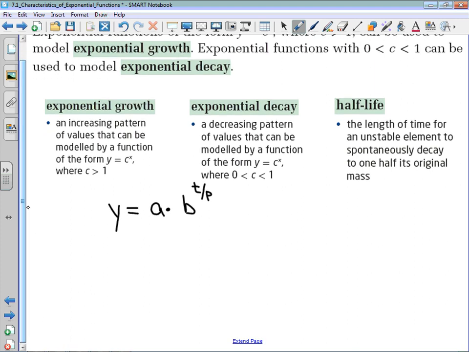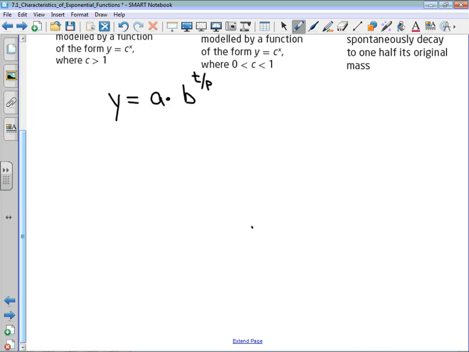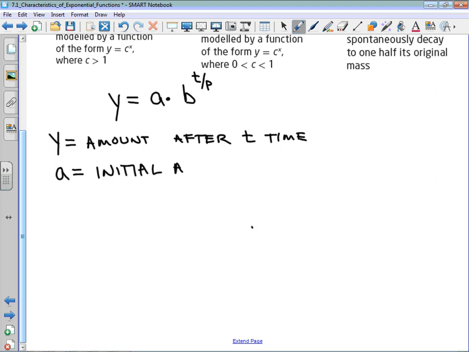How useful is that? But I think it is important as we talk about using these in modeling situations. y is equal to the amount of whatever substance it is after t, and I'm going to put time here because we can do it in minutes, seconds, years, it doesn't matter. A is equal to the initial amount, B is equal to the growth/decay rate.